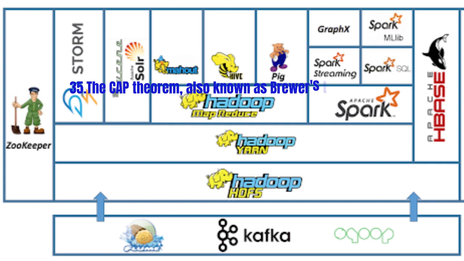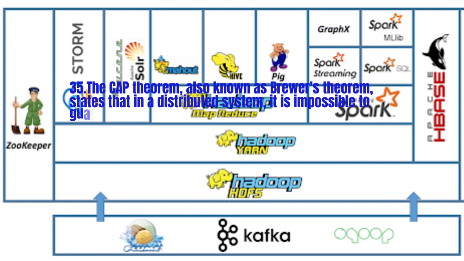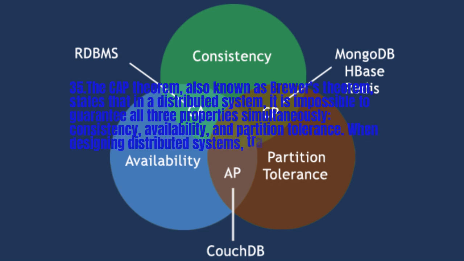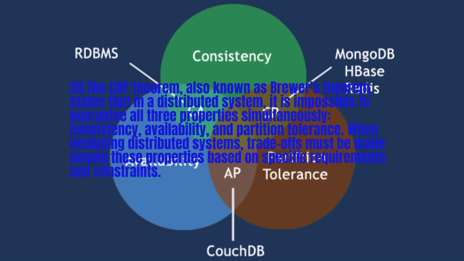This is the CAP theorem. The CAP theorem, also known as Brewer's theorem, states that in a distributed system, it is impossible to guarantee all three properties simultaneously. That means consistency, availability, and partition tolerance. When designing a distributed system, trade-offs must be made among these properties based on specific requirements and constraints.